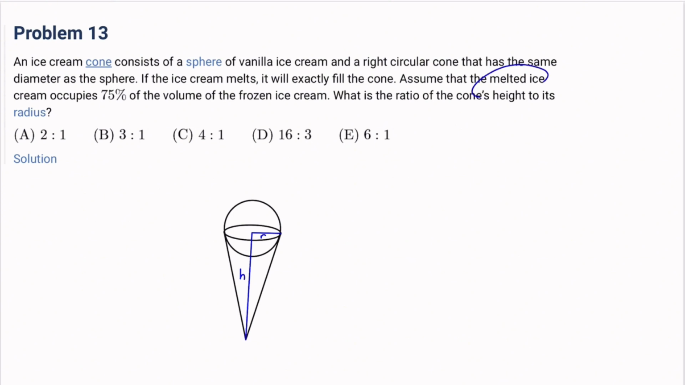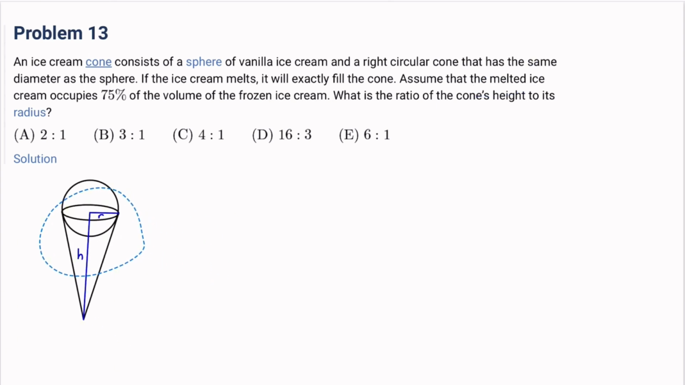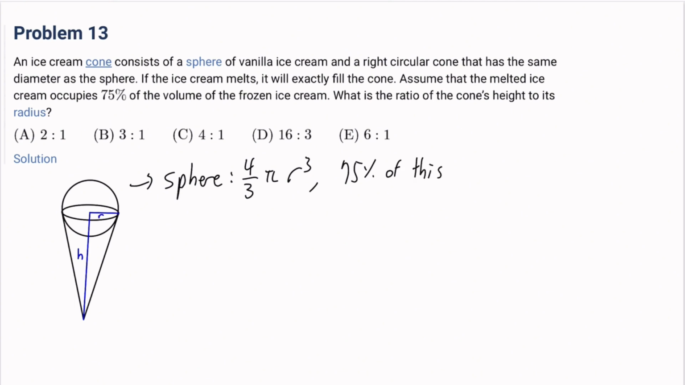And so since the melted ice cream occupies 75% of the volume of the frozen ice cream, first let's look at the sphere. This would be 4 over 3 pi r cubed, right? And so 75% of this equals 4 over 3 pi r cubed times 3 over 4, and so these cancel, so it's just pi r cubed, right? So this is equal to pi r cubed.